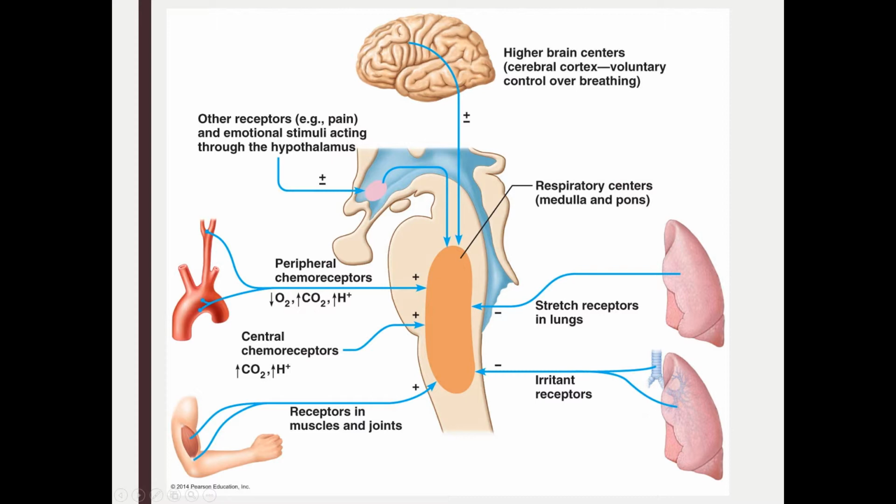Other receptors, pain receptors, and emotional stimuli will either stimulate or inhibit respiration. Now, if you think about emotionally, what do you do? You hyperventilate. So that would be a positive stimulus for breathing, I don't know why. And then what do you do when you slam your finger in the door? Ooh, you hold your breath. So there is the inhibitory stimulus on breathing when you hurt yourself. And I don't know what the point of that is either, but it's what we do.